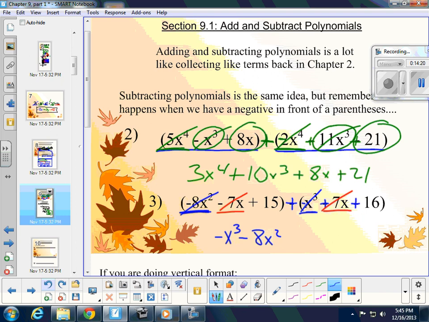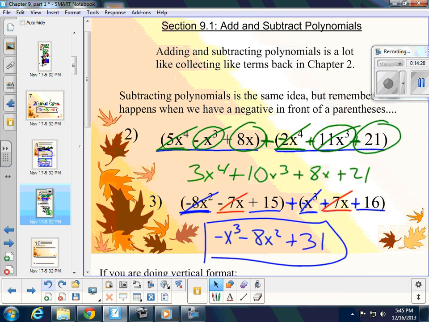And then the last two here, 15 plus 16. Again, even that problem becomes a lot easier. Now it's just 31. So my result is negative x to the third minus 8x squared plus 31 when I add those two polynomials together.